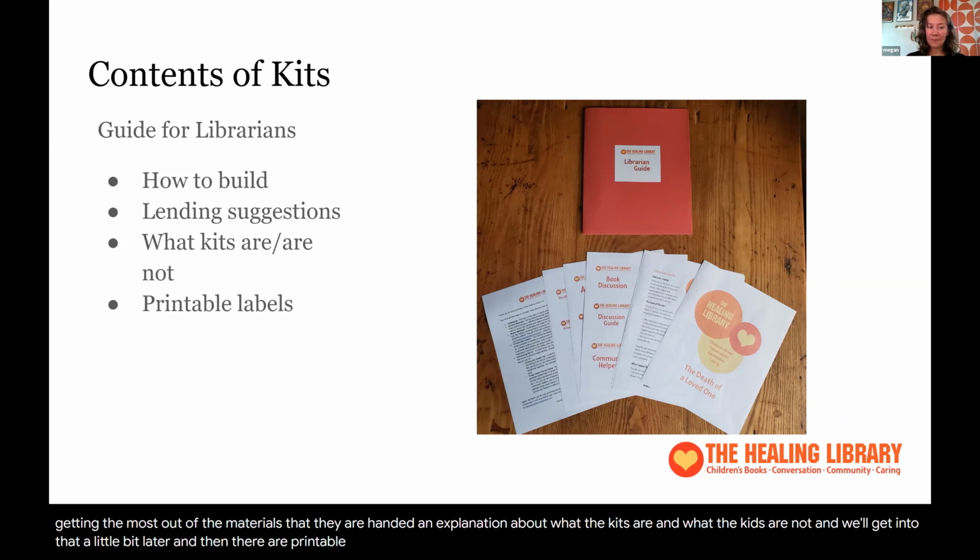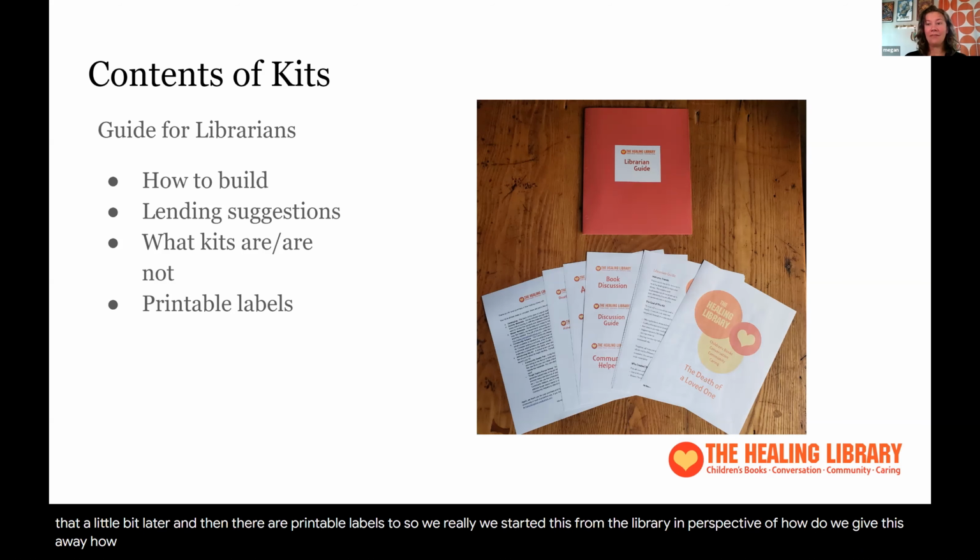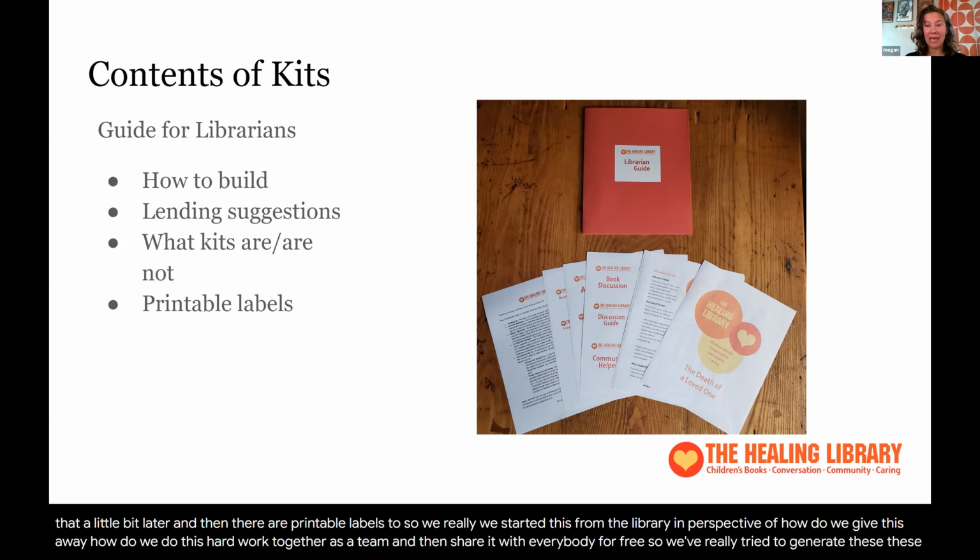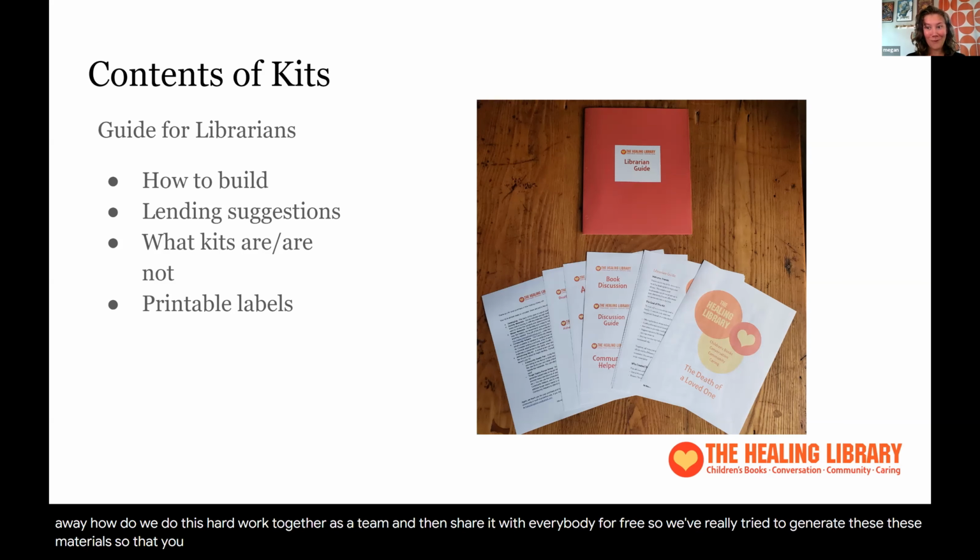So we started this from the librarian perspective of how do we give this away? How do we do this hard work together as a team and then share it with everybody for free? So we've really tried to generate these materials so that you can download for free one document and then print off everything you need and assemble the pieces from your own closets.